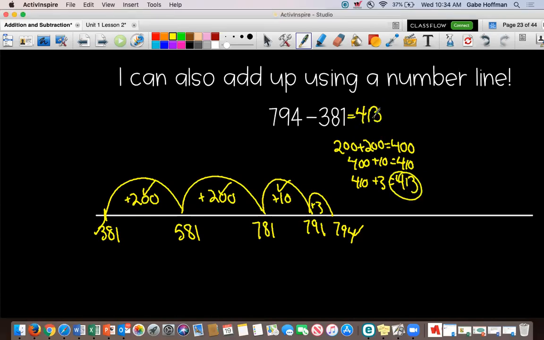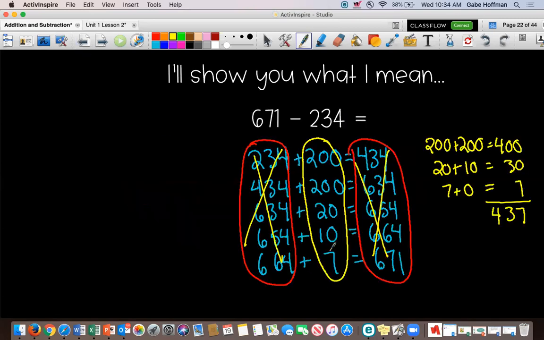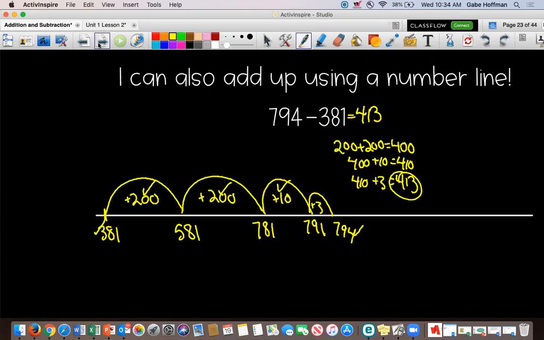So I did the same thing. I just kept track of it using jumps on a number line. So if you're somebody who doesn't need the jumps, you can do it this way where you just notate it and write it out like I did on the last problem. Or if you're somebody who needs that visual of a number line, you can do the same thing on a number line. You're just keeping track of your jumps and you're adding all your jumps together.